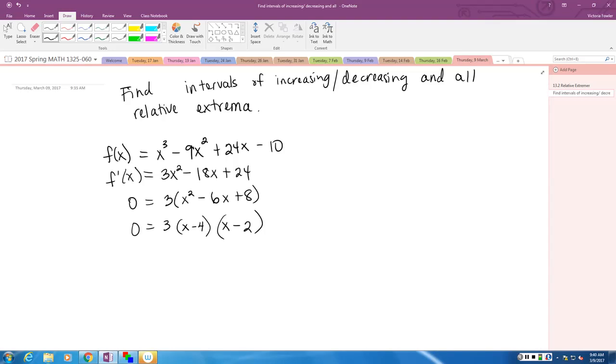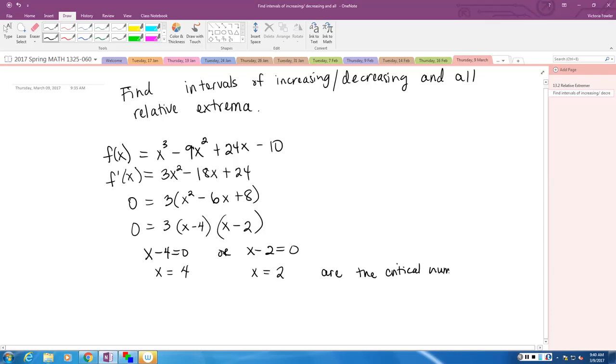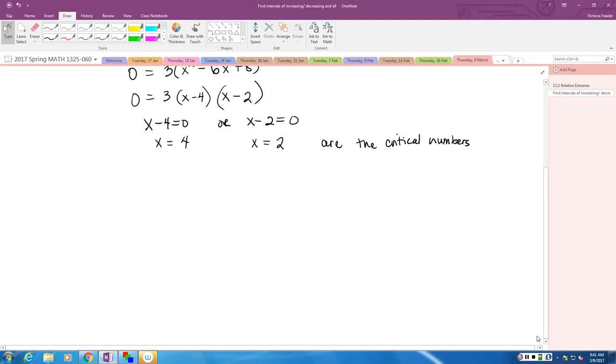Okay, this looks good. Then this is the zero factor theorem. We say, hey, the only way this multiplies to give us 0 is if one of these factors is 0. Well, 3 doesn't contribute, it stays a 3. So x minus 4 equals 0, or x minus 2 equals 0. And so we get x equals 4 and x equals 2, right? And what are these called again? In the first set of homework for this chapter, 13.1, it'll ask what are the critical numbers. We just built on that today and said, well, these are likely to be the relative extrema.